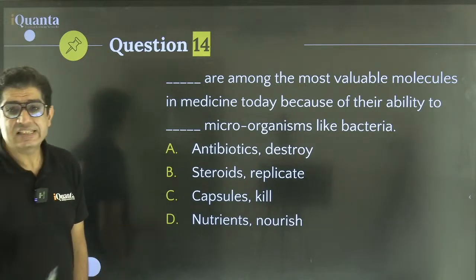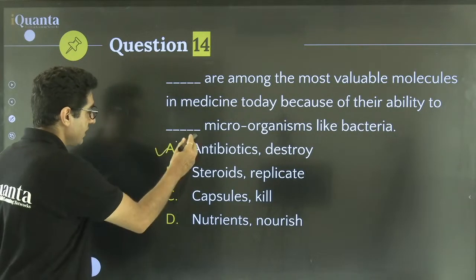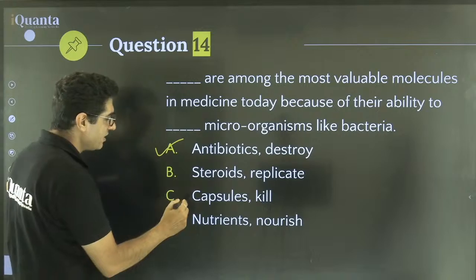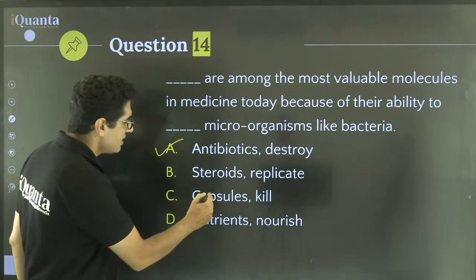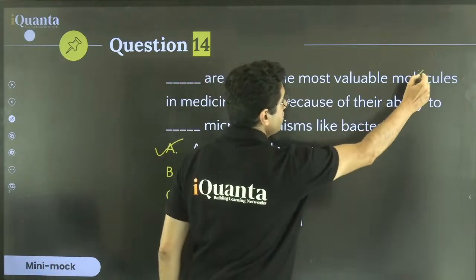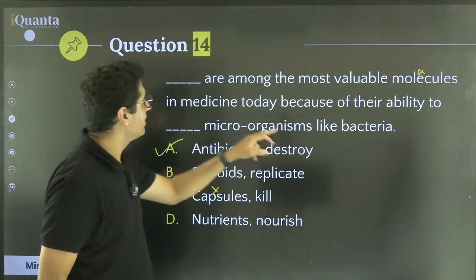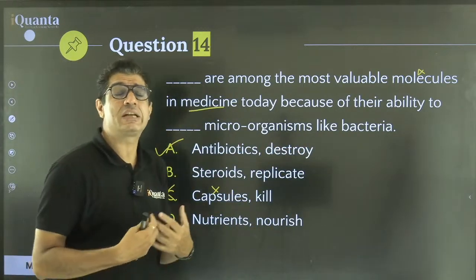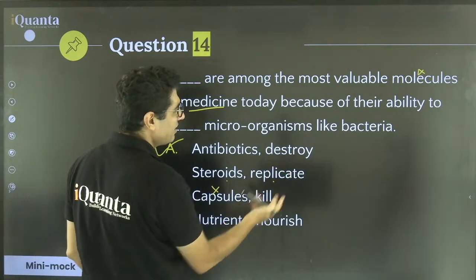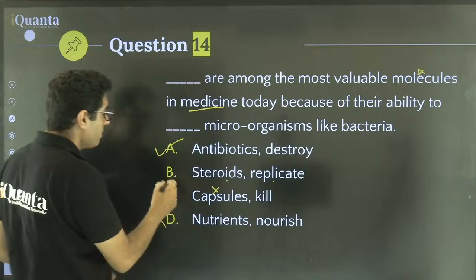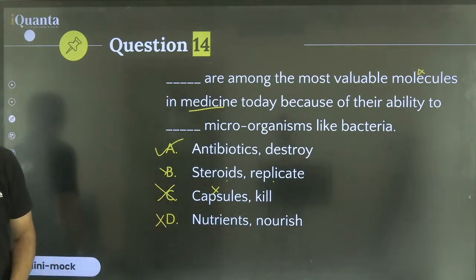So if you look at this context overall, then you should be able to arrive at A. Now, if we start eliminating, you notice I generally, in two blank questions, take them blank by blank. Capsule gets ruled out because capsule is not a molecule. So C goes. Nutrients nourish the bacteria, so why would it be useful in medicine where you typically be fighting the bacteria? And similarly, steroids replicate bacteria, so what? So how is it useful for medicine? And that is why A. Okay.